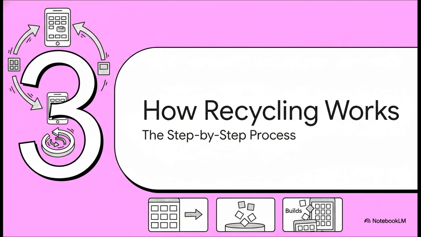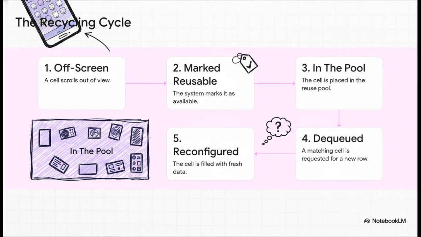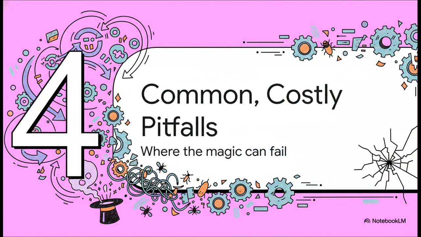Let's walk through it. It's really just a simple 5-step dance. So first, you scroll, and a cell disappears off the top of the screen. As soon as it's out of view, the system flags it as reusable and tosses it into that reuse pool we just talked about. Now, as a new row is about to slide into view at the bottom, the system goes to the pool and asks, hey, got a spare cell with this specific layout identifier? If one's there, it grabs it. And then your only job as the developer is that last step. You have to wipe it clean and fill it up with the new data for that brand new row. Simple as that.